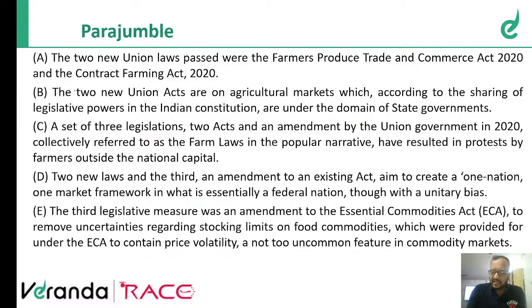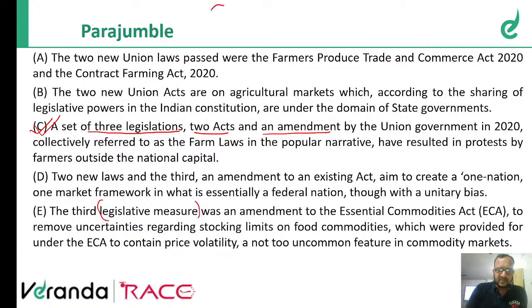So C introduces the 3 farm laws, which was a set of 3 legislations, 2 acts and an amendment by the Union government, collectively referred to as farm laws. The third legislative measure was an amendment to the Essential Commodities Act to remove uncertainties regarding which were provided ECA to control. So this has to be the second sentence. I'll tell you why. This is the third legislative measure. It will be the second sentence.